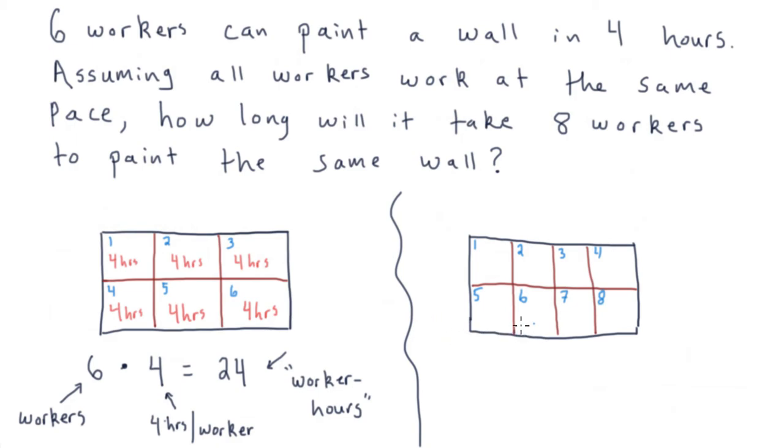workers. But we know from what we were given that it's going to take 24 worker hours. So this is actually just a division problem now, because I know that altogether this is going to take 24 of these worker hours. But I'm just evenly dividing them amongst 8 workers, or 8 equal groups. So I know I have 8 workers.